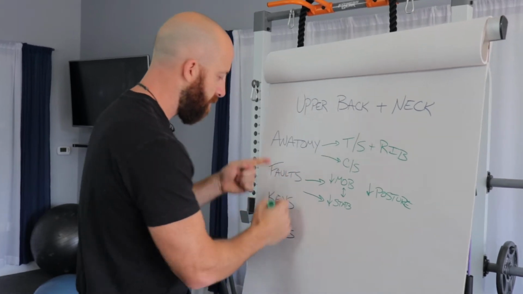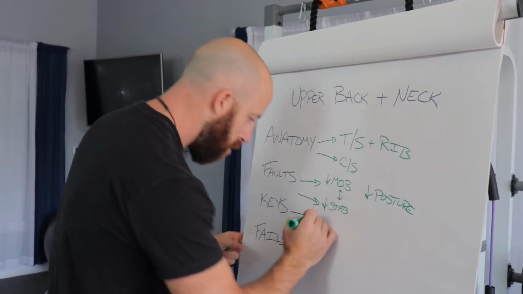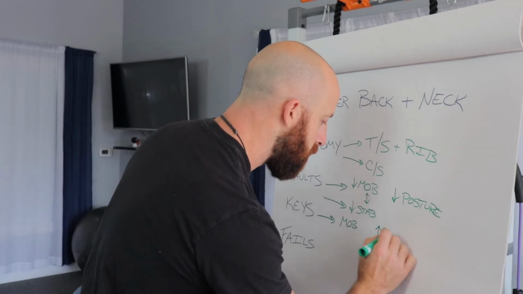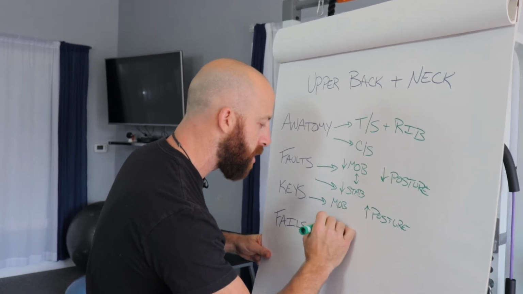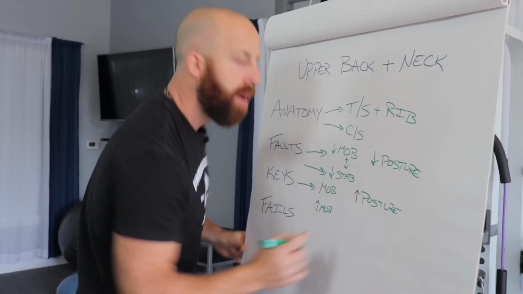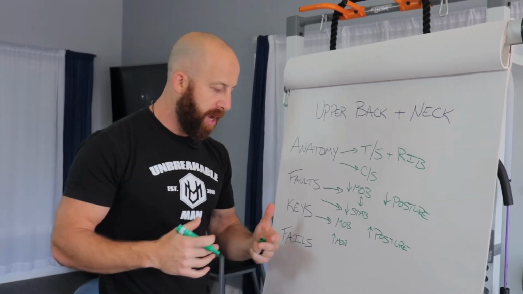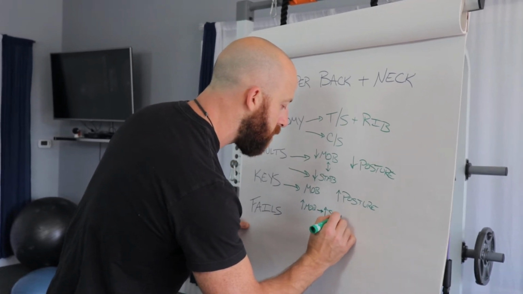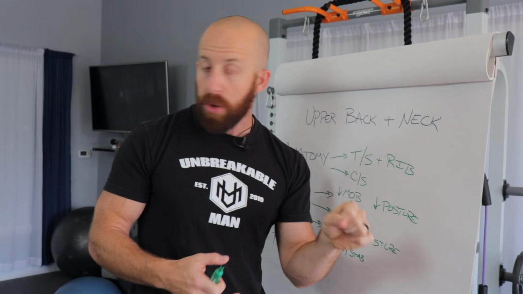So again, faults and keys are really related, because if you understand the faults and you understand the keys, we want to mobilize the T-spine, or the thoracic spine. We want to improve our posture, and we actually do want to increase mobility of the neck, but where the mobility of the neck really comes from is the upper back, from the thoracic spine. But once we do that, now we want to increase stability. So we do want both mobility and stability of the neck, right? You want to be able to look over your blind spot when you're driving, but you don't want that to be the only thing that moves.